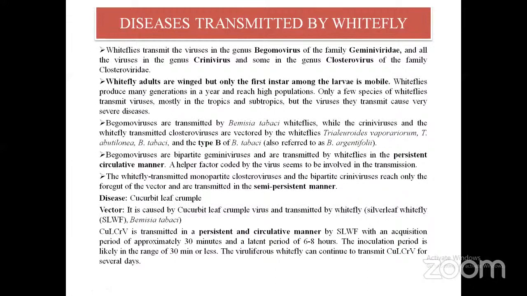The first disease that we will take up in the whiteflies will be cucurbit leaf crumple. Its vector is the silverleaf whitefly, that is Bemisia tabaci. So this particular virus is transmitted in a persistent and circulative manner. The virus will go inside the system, with an acquisition period of approximately 30 minutes, and the latent period, until the viruliferousness of the vector is lost, is 6 to 8 hours. The inoculation period is likely in the range of 30 minutes or less.